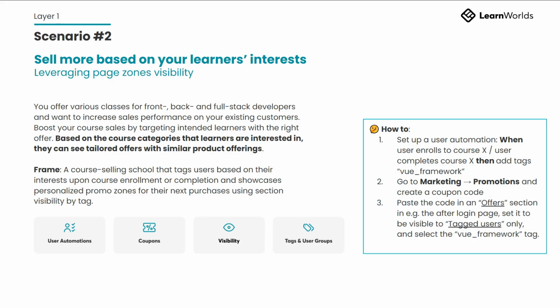We're going to set up an automation. When a user enrolls into a course, then we're going to add a tag to them. We're going to create a coupon code. We're going to add that offer into a page, and we're going to choose to only show that offer to users with that specific tag. So let's see how we can do that.